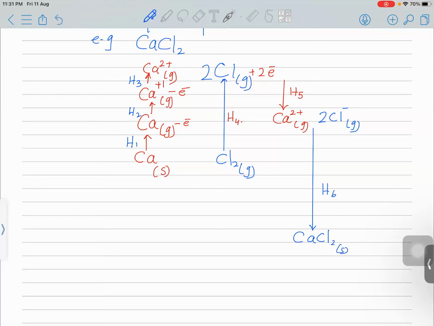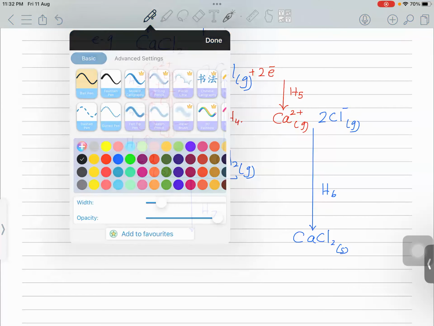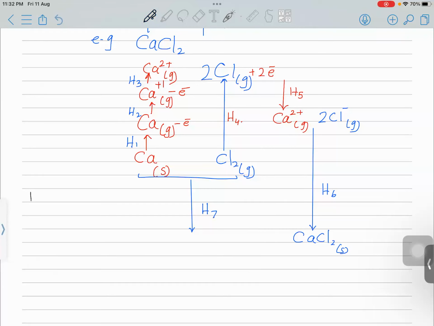Then we show the enthalpy change of formation. Just join these two. This is H7. Now, Alia, can you tell me what is H1?